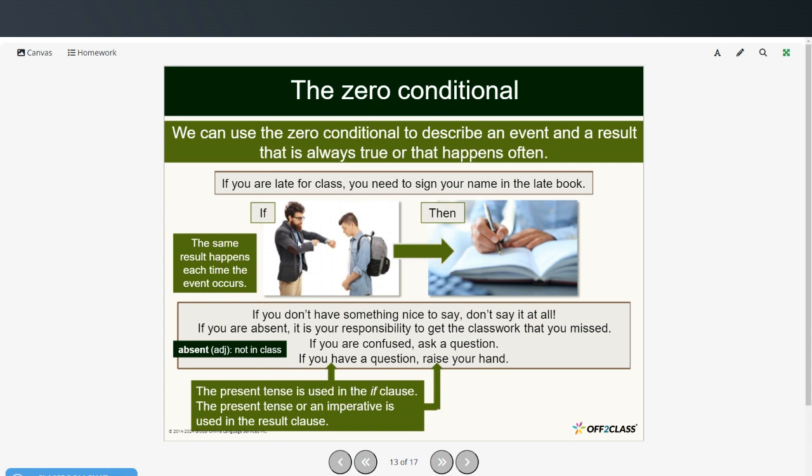So with the 0 conditional, the verb tenses are a little bit different. We have the present tense in the if clause, just like before in the first conditional. But in the result clause, instead of using the future, you would use either the present tense or the imperative. So that's the difference between the first conditional and the zero conditional.